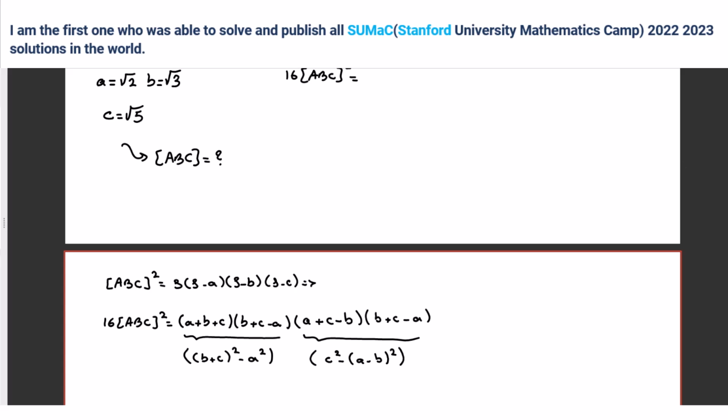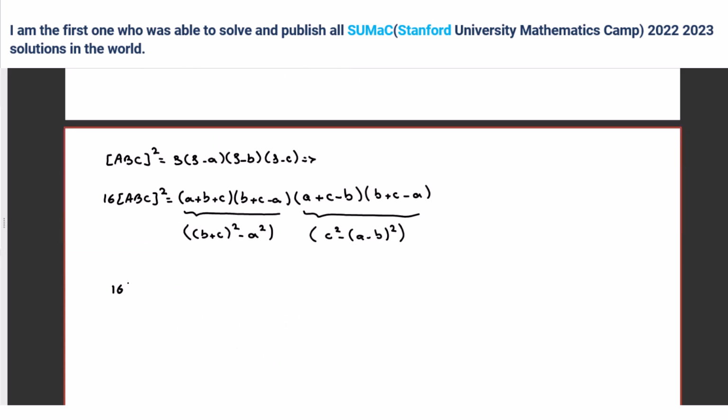Exactly. Now let's expand. 16 times area of ABC squared is what? If you simplify, it's B squared plus C squared plus 2BC minus A squared, right? Yeah. What about the next one? C squared plus 2BC minus A squared, and then C squared minus A squared minus B squared plus 2AB. So then we can say this product is what squared minus what squared?